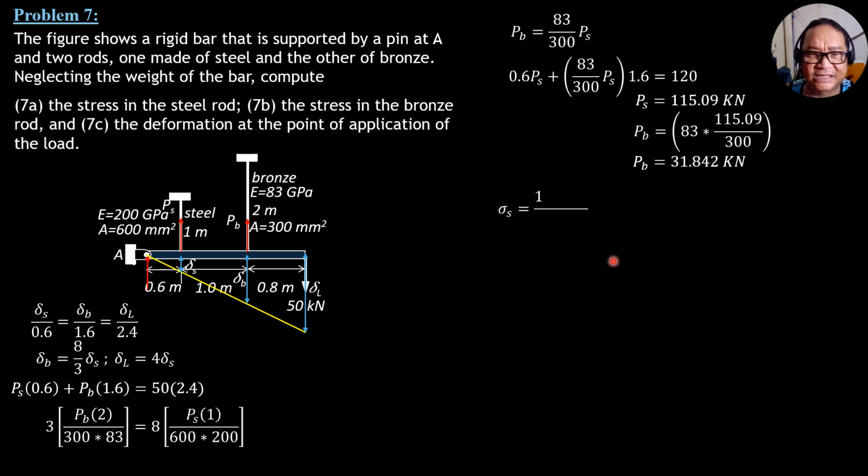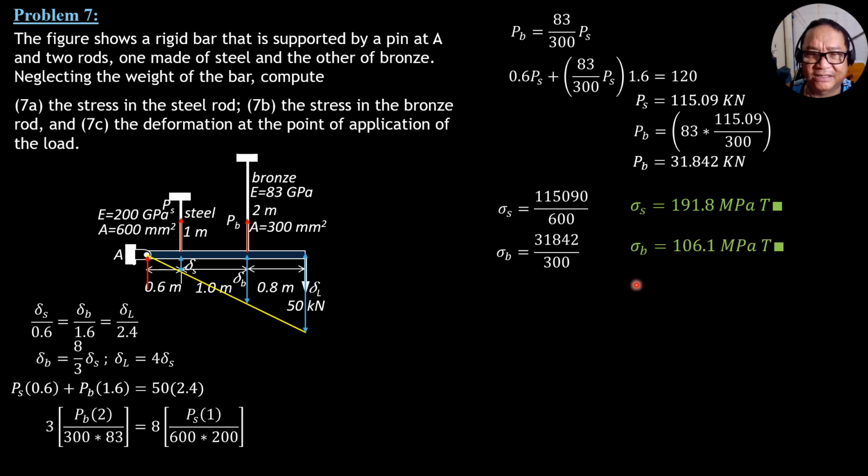So stress in the steel rod, 115,090 newtons over 600, and that is equal to 191.8 megapascals, and it is in tension. Likewise, stress in the bronze rod, 31,842 divided by 300, also in tension, and that is equal to 106.1 megapascals tension.